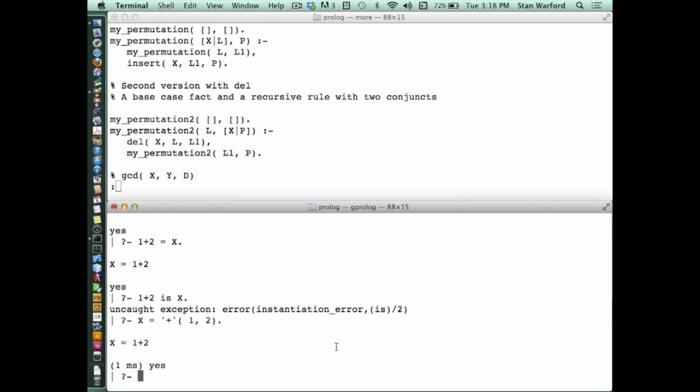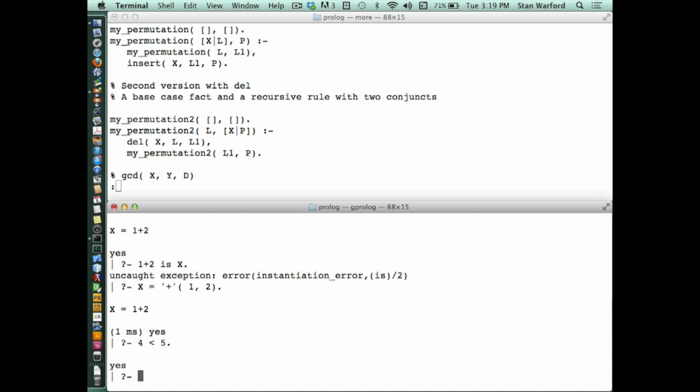So check out these. So if we say 4 is less than 5, what do you suppose happens? Yeah, it succeeds. And if we say, one above, we have the x plus. X is, or match plus 1, 2.